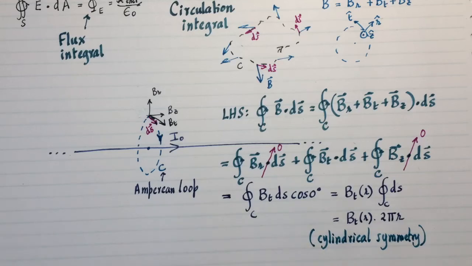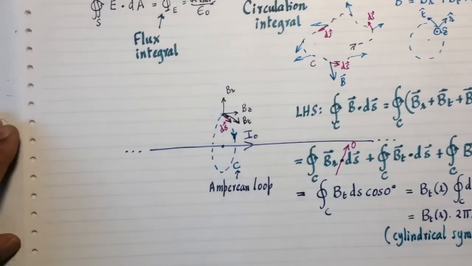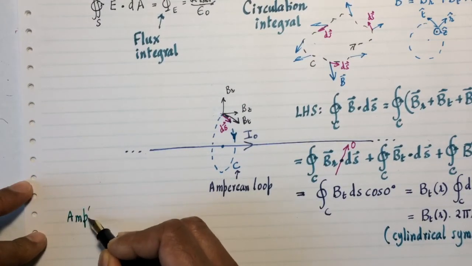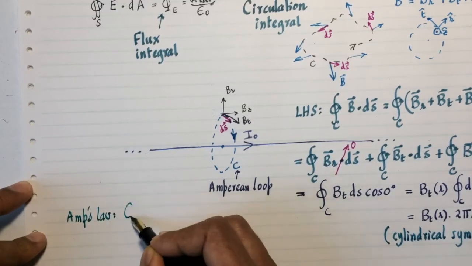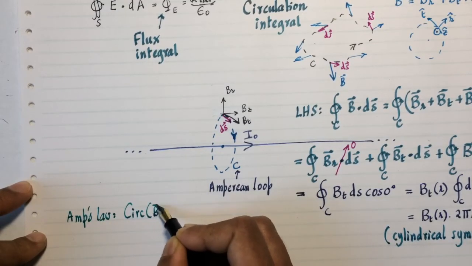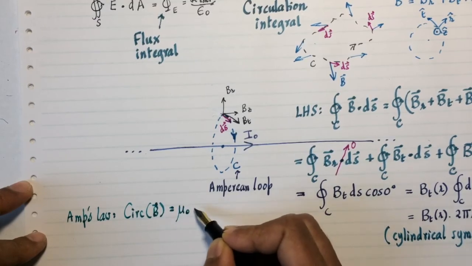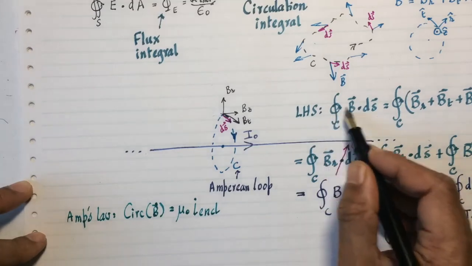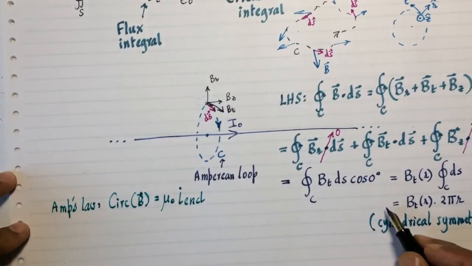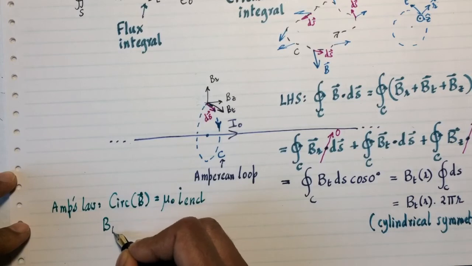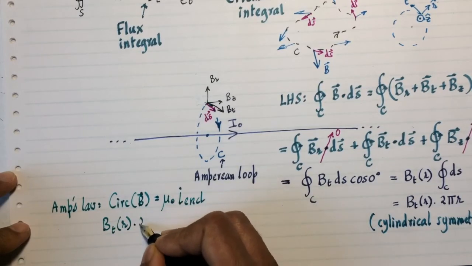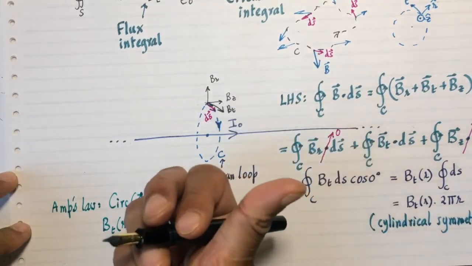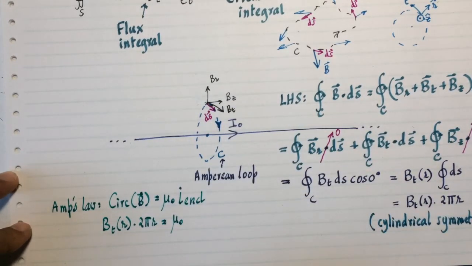And what I have now is Ampere's law, which says that the circulation integral, circ B, equals mu naught times I enclosed. Circ B, which was all of this left-hand side work, is just Bt times 2 pi r. So Bt as a function of radius times 2 pi r equals mu naught times the current enclosed. How much current is enclosed? Well, there's one issue. We don't know if it's positive or negative.